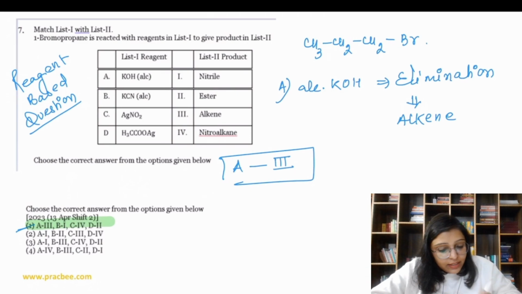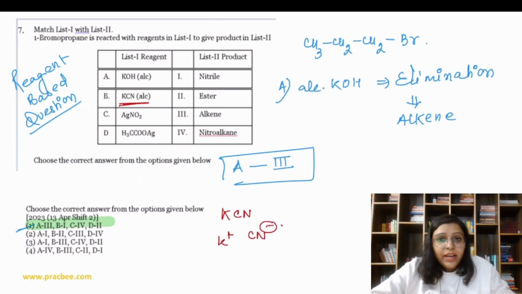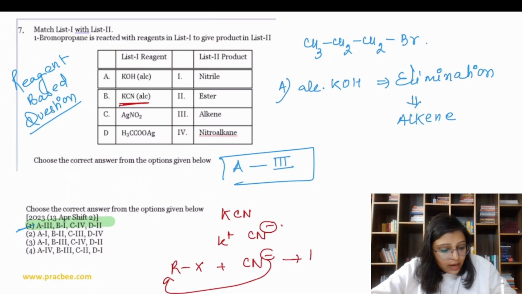See beta, we have alcoholic KCN. So we have KCN, so K plus and CN minus. So we get nitrile, because if I have RX, CN minus attacks over here and we get RCN. Clear? Plus KX.